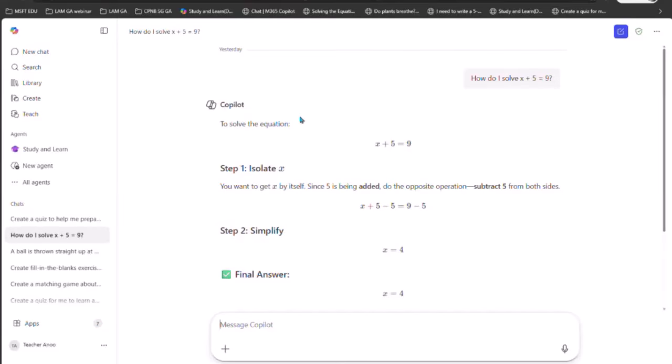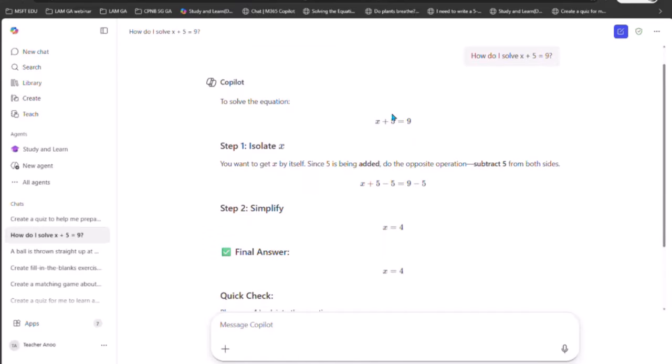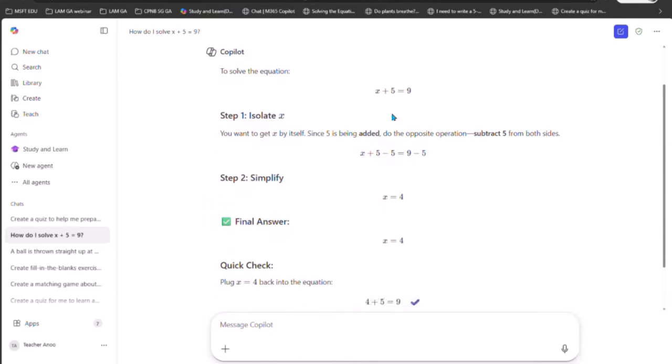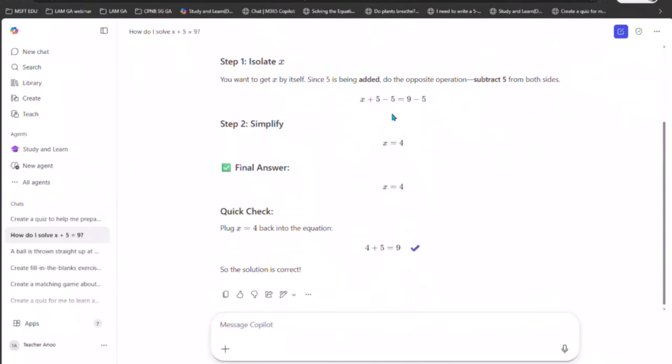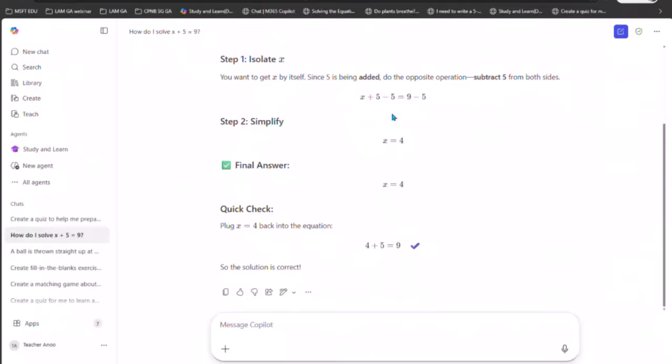Okay, this is just vanilla Copilot chat, and I say, how do I solve x plus 5 is equal to 9? Copilot chat is very happy to give me the answer. It's very happy to go solve it for me.